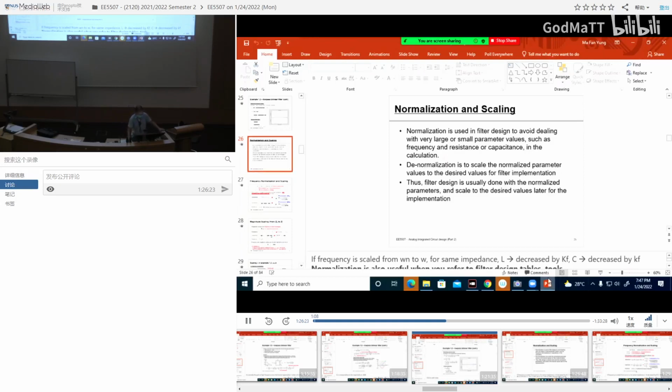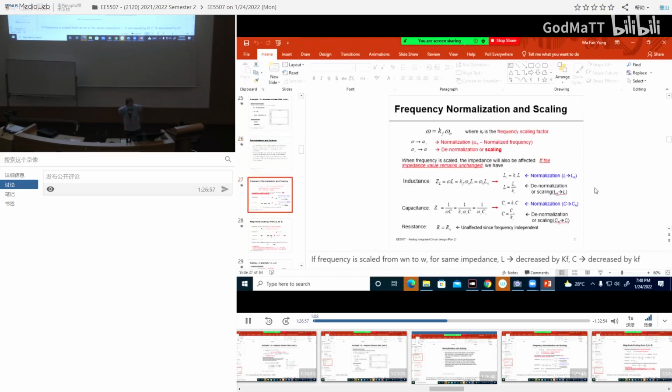It also allows you to avoid dealing with very large or small parameter values. Then to get your actual implementation, you do a denormalization to scale the parameters, depending on what you want. So in filter design, we always design using normalized parameters, and then we do the scaling later. This is the concept.